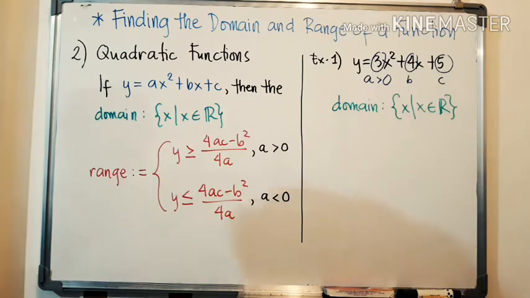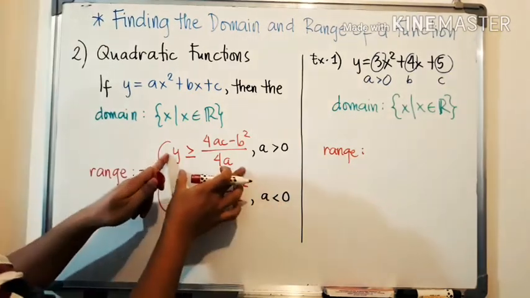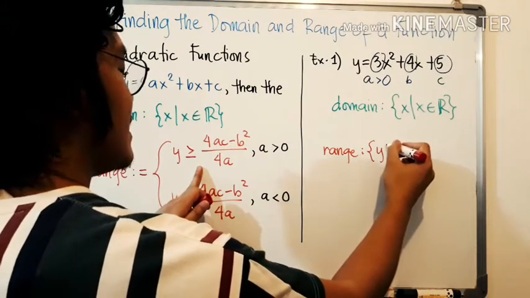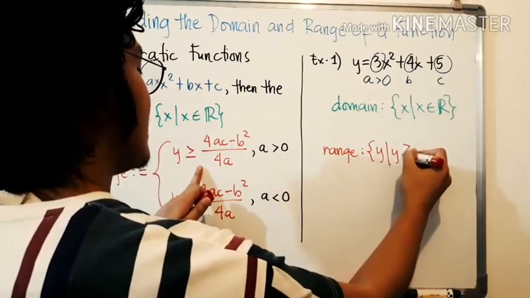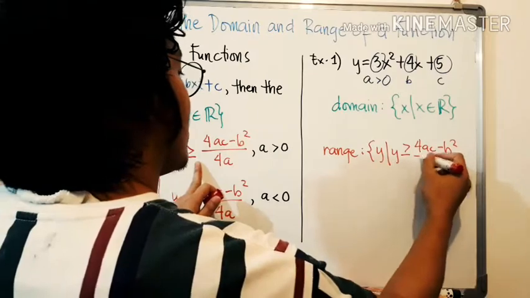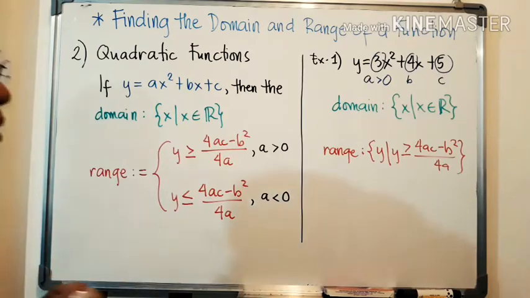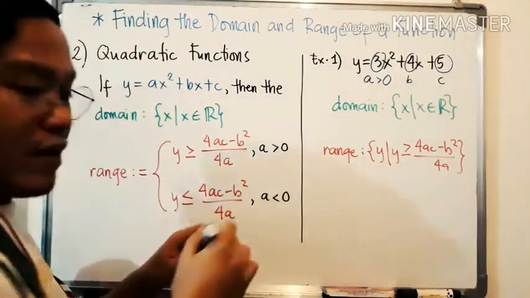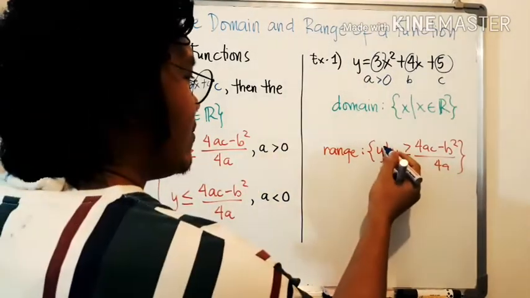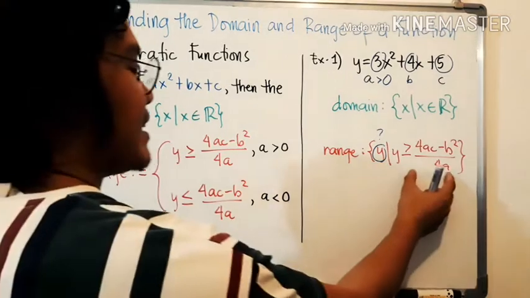Now let's proceed to the range. Okay? As I said earlier, we will use the first condition. So our range is the set of all y such that y is greater than or equal to 4ac minus b squared over 4a. So we will solve that first. Okay? What could be the values of y? That is the question here in the range. What are the values of y that will satisfy this inequality?